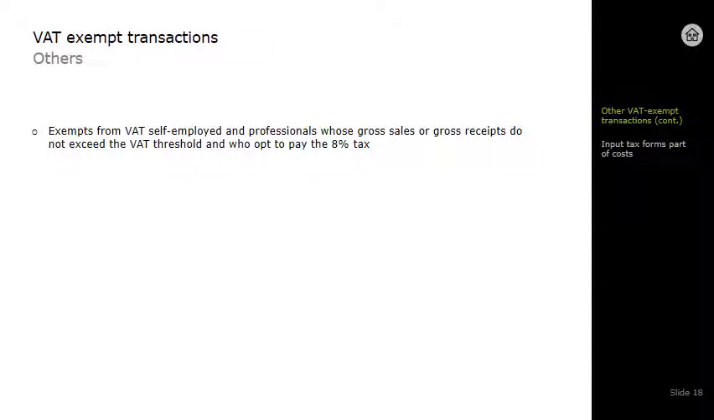Ano pa? Another exemption, yung you would recall yung income tax natin. Yan. So, if your annual gross receipt does not exceed 3 million and you did not opt to register under the VAT system, you are exempt from the VAT and also from the other percentage tax.